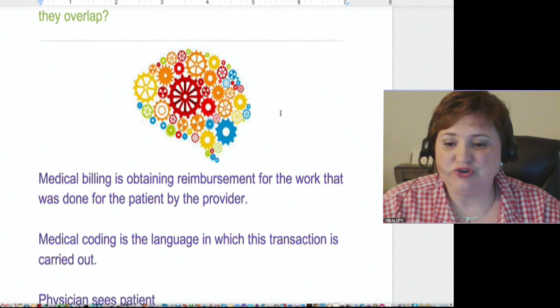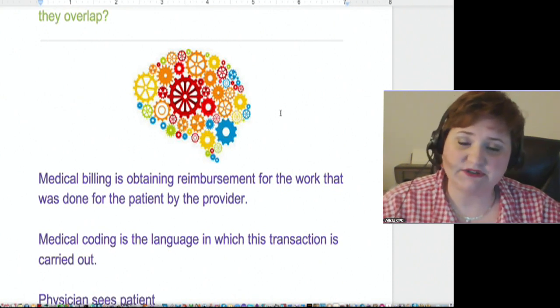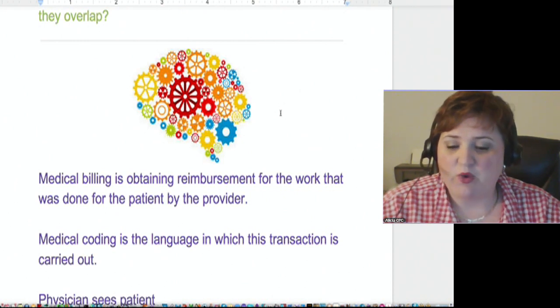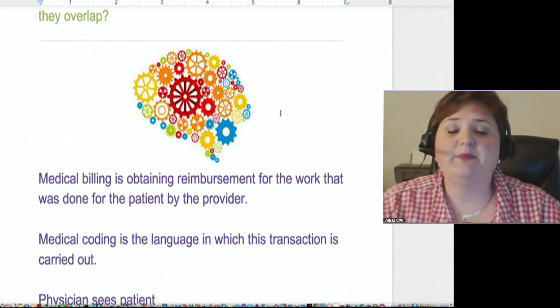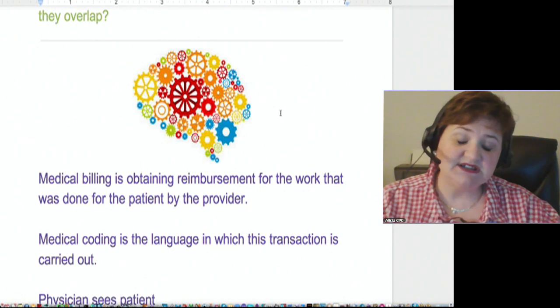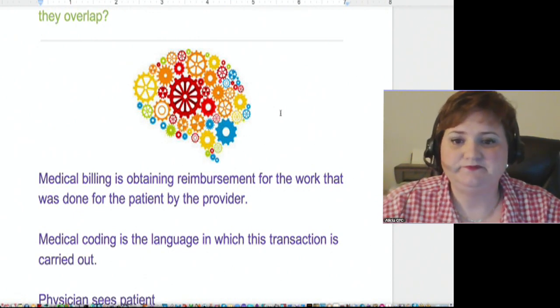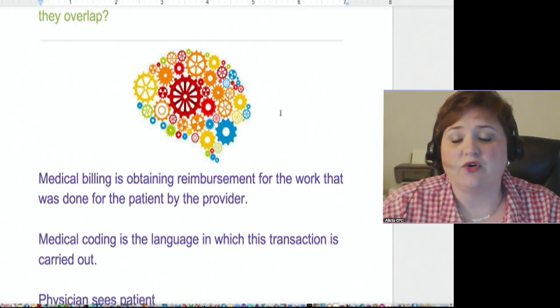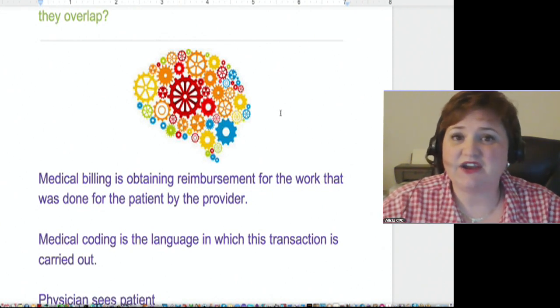And that usually is the E&M, the evaluation and the management of the patient. Whether they did any procedures on the patient or not, he's evaluating and he's managing the care of the patient. Maybe it's the disease process of the patient. Now, medical coding is really just the language in which the transaction is carried out.